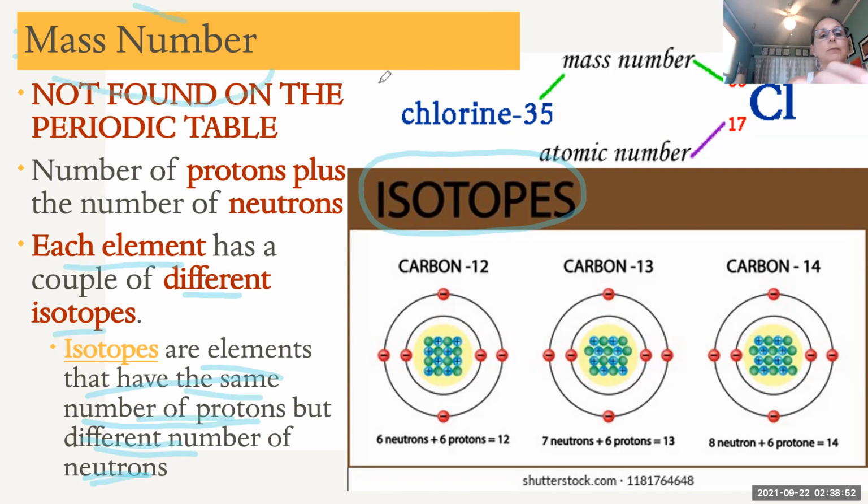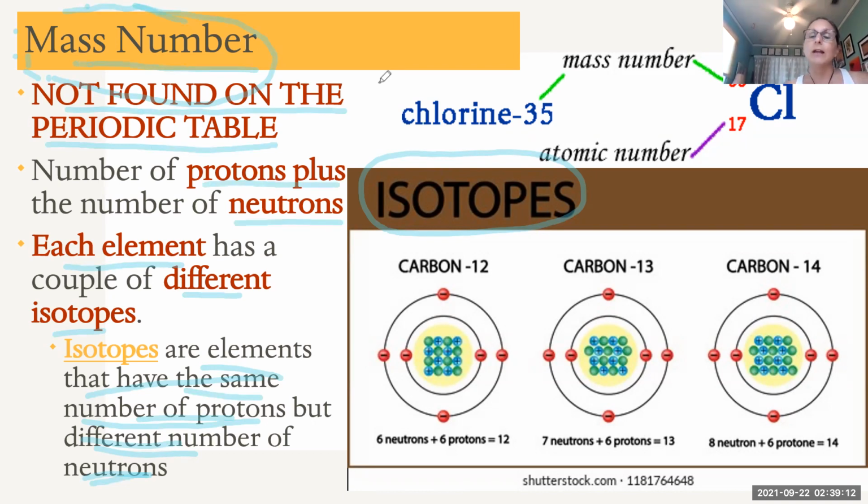We look at the mass number, okay? The mass number is not found on the periodic table. What the mass number represents is the number of protons plus the number of neutrons in an element.